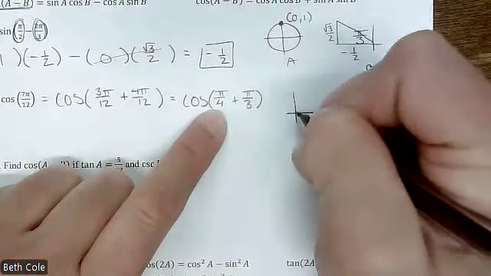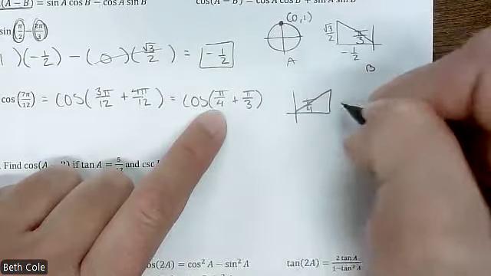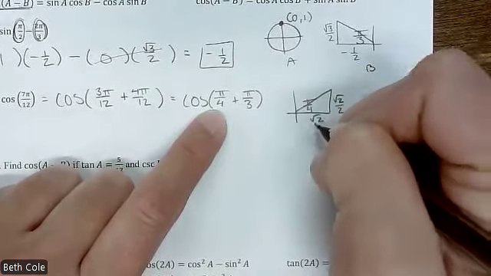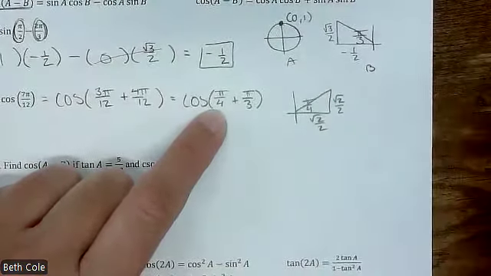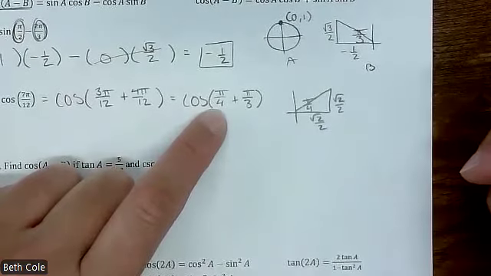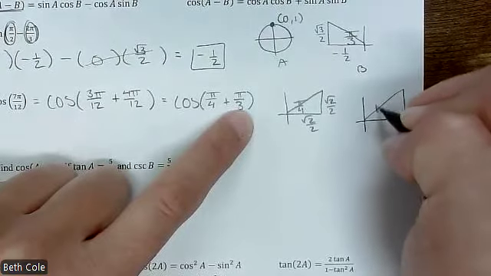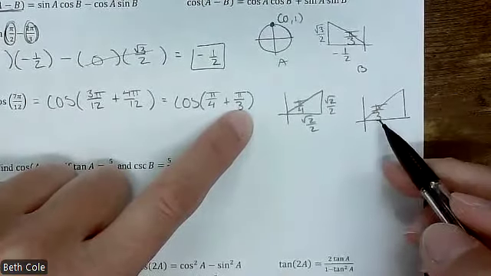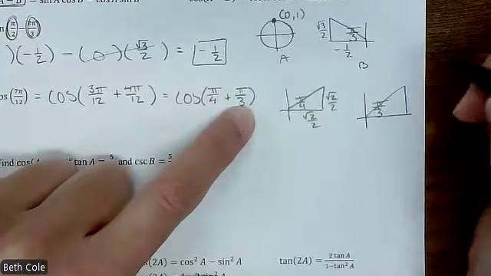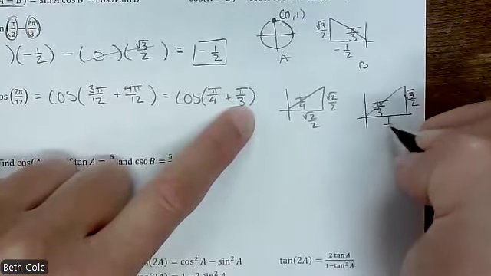Pi over 4 is in the first quadrant. The sides are square root of 2 over 2. I'm kind of speeding that up because we've done this how many times at this point? Okay. Pi over 3, also in the first quadrant. What goes across from the pi over 3? Yep, square root of 3 over 2, and then this is a half.